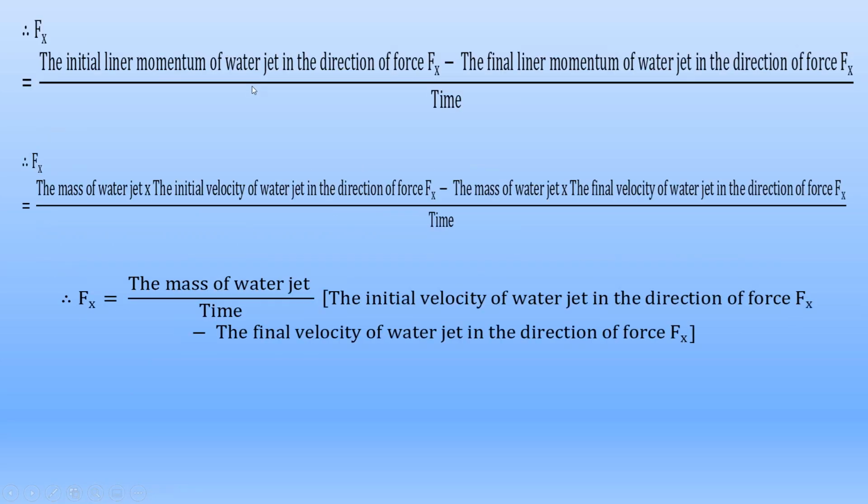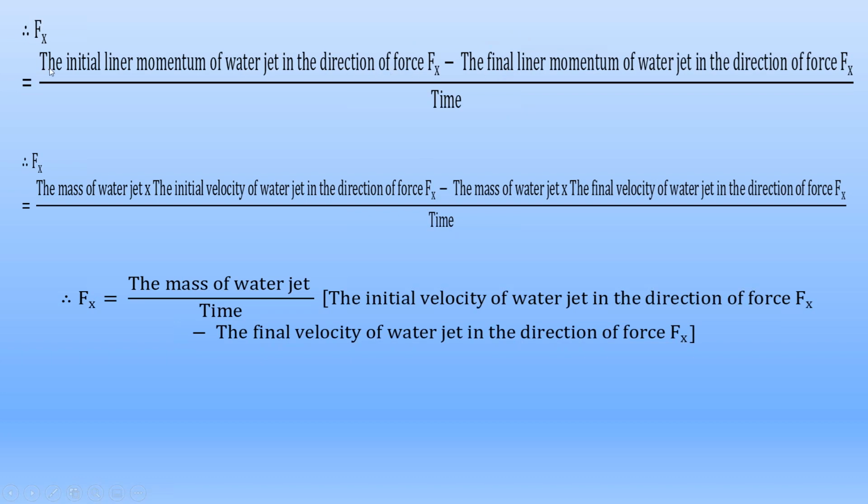That is equal to the right hand side. The rate of change of linear momentum in the direction of force Fx is equal to, check the numerator, the initial linear momentum of the water jet in the direction of force Fx minus the final linear momentum of the water jet in the direction of force Fx, divided by time. This is the rate of change of linear momentum of the water jet in the direction of force Fx.